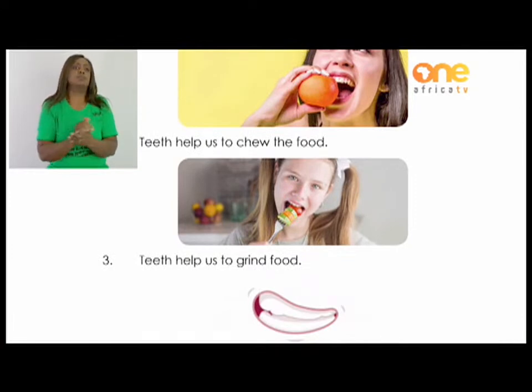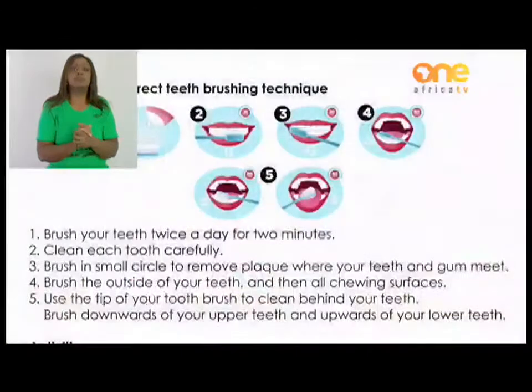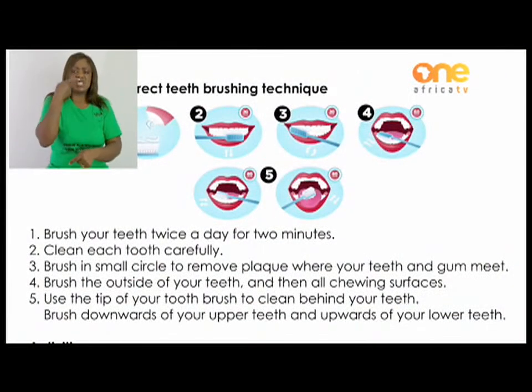Let's turn to page 18. We are going to demonstrate the correct teeth brushing techniques. You brush your teeth twice a day for 2 minutes. Clean each tooth carefully. Brush in small circles to remove plaque where your teeth and gum meet. Brush the outside of your teeth and then all chewing surfaces. Use the tip of your toothbrush to clean behind your teeth. Brush downwards on your upper teeth and upwards on your lower teeth.